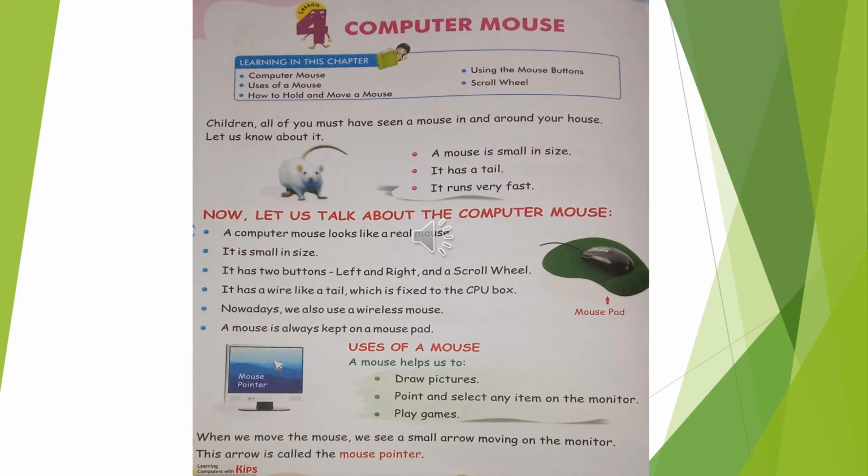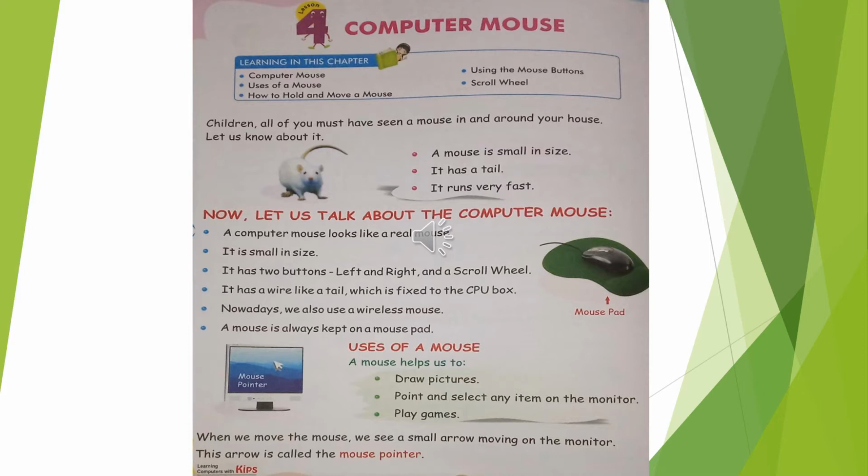Children, all of you must have seen a mouse in and around your house. Let us know about it. A mouse is small in size. It has a tail. It runs very fast. Students, I think you all have seen a mouse at your home. So, a mouse is very small in size. We have seen it has one tail. It runs very fast.